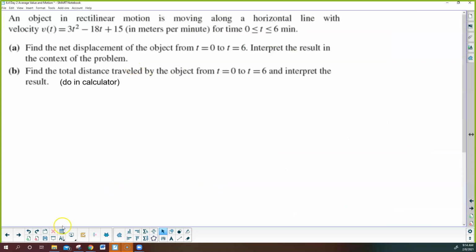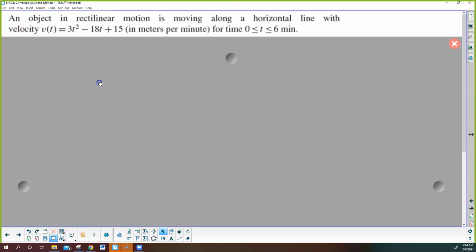All right, this is the one I want to write down, and we have just enough time. This is our last example today. So let's do this in a couple of pieces. We have an object in rectilinear motion, which when you see that, that's just a fancy way of saying it's moving left or right or up and down. In this case, it's moving along a horizontal line. So it's moving left to right, and here's the velocity equation in meters per minute. So we know our units, right? Distance is meters, time is in minutes, and then they tell us on what interval we want to travel, from 0 to 6.